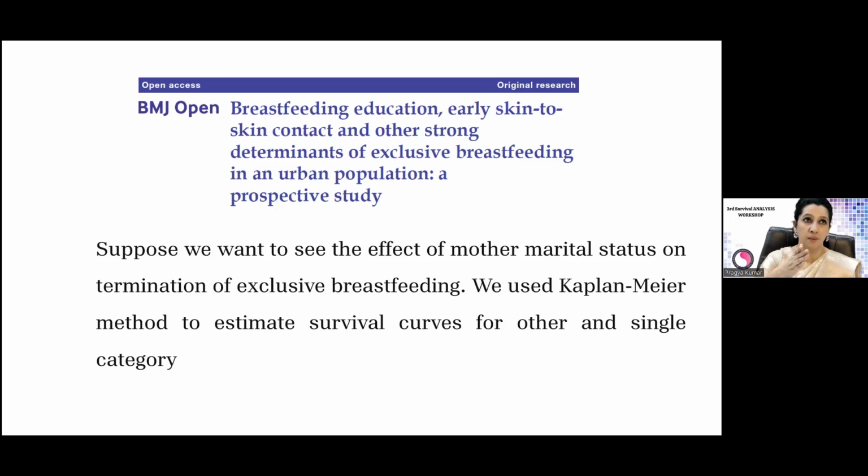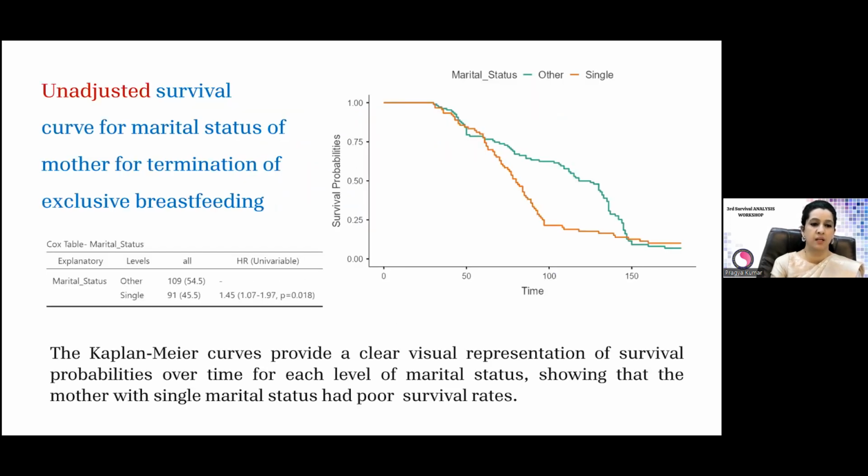This is published in BMJ Open, and we'll see how these days the journal is accepting these kinds of tables and the kind of output they expect. Here we used the Kaplan-Meier method of estimation of the survival curve for the other and single categories, and the author has classified it like this. This is the unadjusted survival curve for the marital status of mother for the termination of breastfeeding.